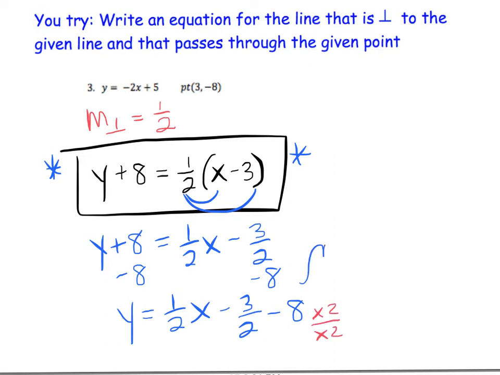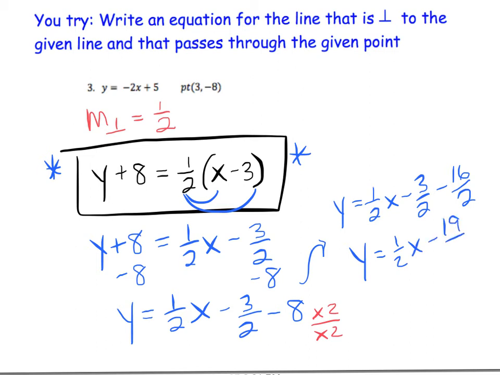Rewriting this, you get y equals 1/2 x minus the 3/2 minus 16/2. -3 minus 16 is -19/2, and go ahead and leave it like that. Your calculator can handle it, or GeoGebra can handle it, but if you are doing it by hand, you would want to take that 19/2 and divide it, or make it a decimal, and so that would be your 9.5, which would be your y-intercept.